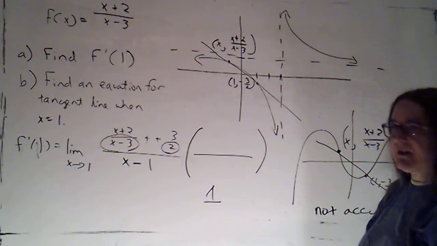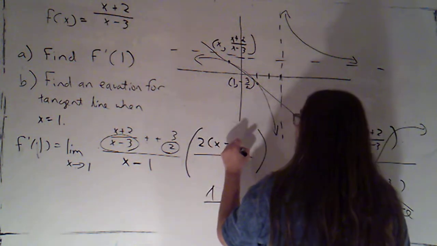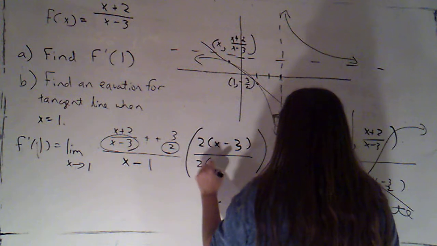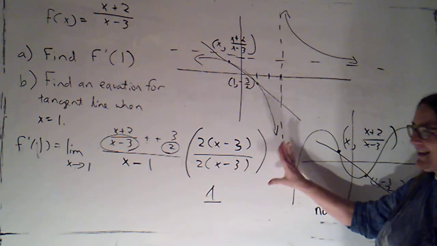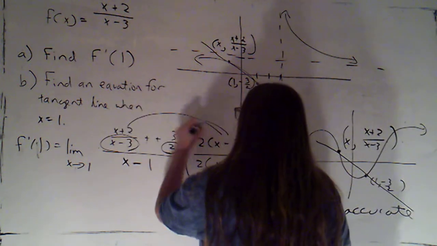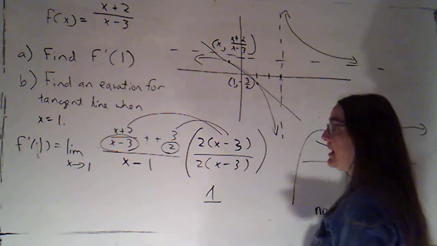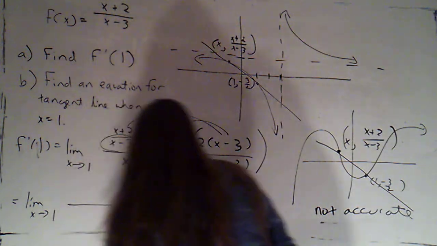Now 2 and x minus 3 don't have any factors in common, so I'm just going to multiply by their product. 2 times x minus 3 over itself. As long as it's something over itself, that's just 1. But then I can distribute to each piece on top. So when I do that, we get the limit as x goes to 1.